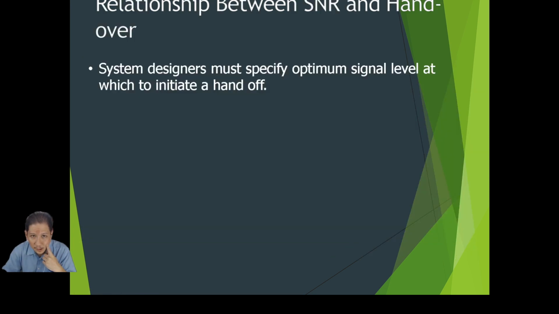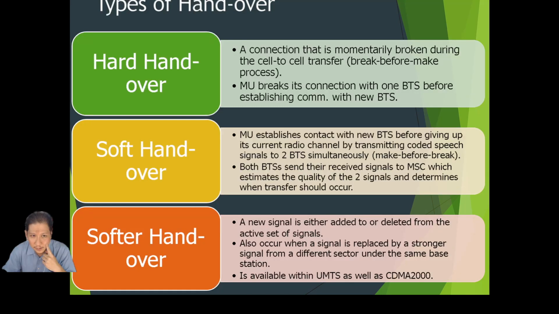This one is the differentiation of handover: hard handover, soft handover and softer handover. This one is the types of handover. In hard handover, the mobile unit breaks the connection with the BTS before establishing communication with the new BTS. This one is very hard lah. Maksudnya, the breakage is very obvious lah.